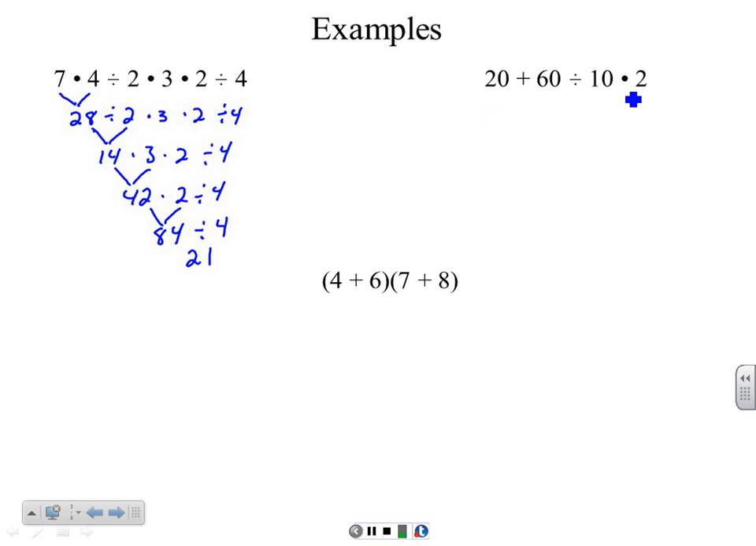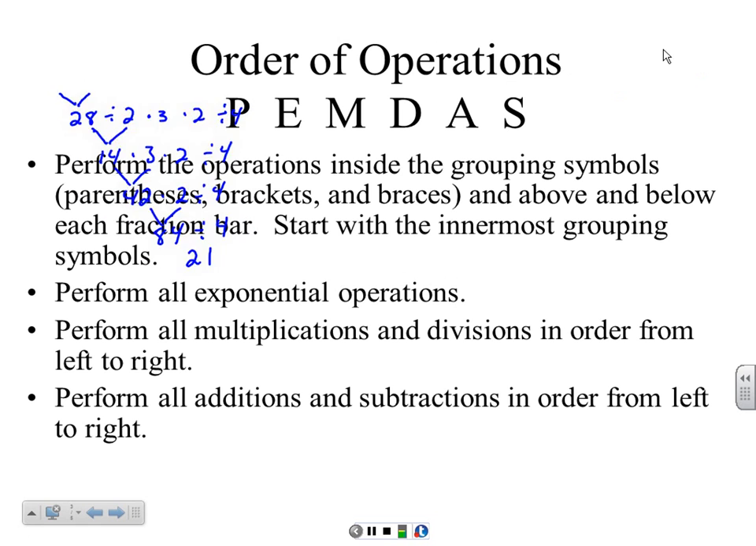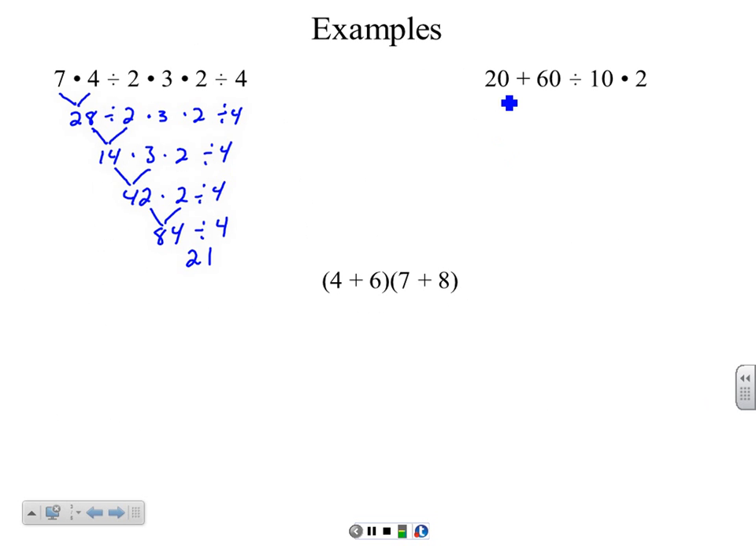So let's look at this problem. In this particular problem, we have addition, division, and multiplication. Well, according to PEMDAS, order of operations, we're going to clear all multiplication and division first, then do addition and subtraction. So this 20 plus, we're just going to leave alone for right now. So we'll just bring it down.